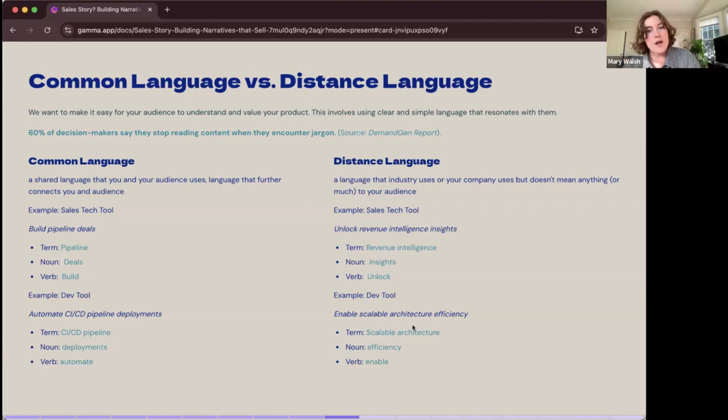Distance language, on the other hand, is when we start to slip into jargon. It can be confusing because, frankly, the tech world loves jargon and loves distance language. We can see a lot of buzzwords and jargon words, but that doesn't necessarily mean we want to mimic or use those words. Why? Because it's shown time and time again that when people encounter jargon, they either stop listening, bounce off the page, or disengage.